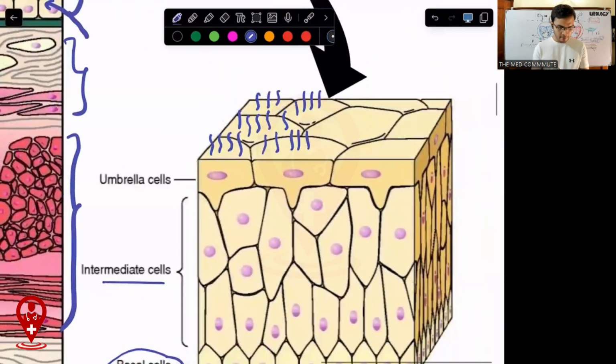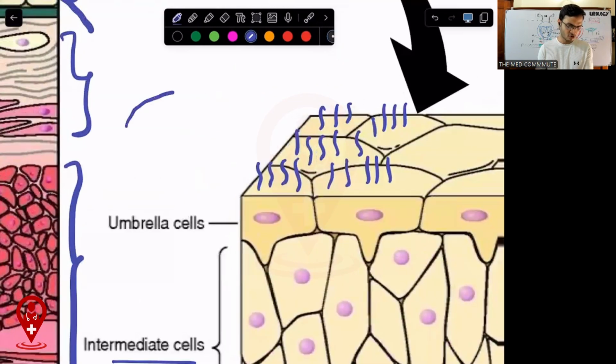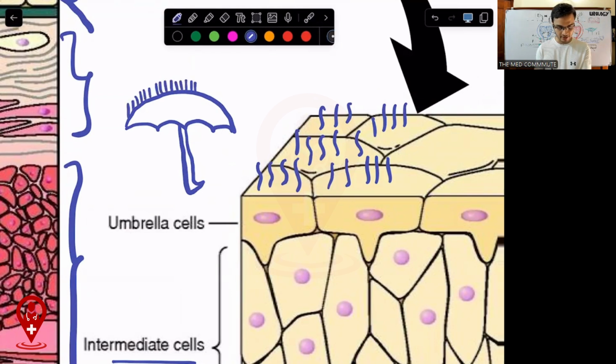Now, what is the importance of this? Just like the name suggests, guys, you all can draw sort of like an umbrella, something like that. It's not exactly what the umbrella cells look like, but just to get familiar with this, the umbrella cells are like that, and then we have the GAG or glycosaminoglycan layer like this on the top. What is the function of this?